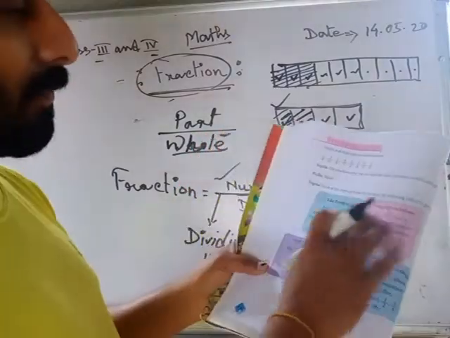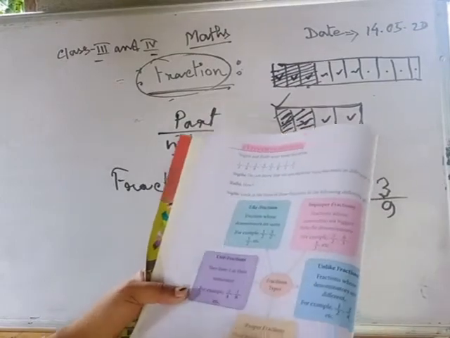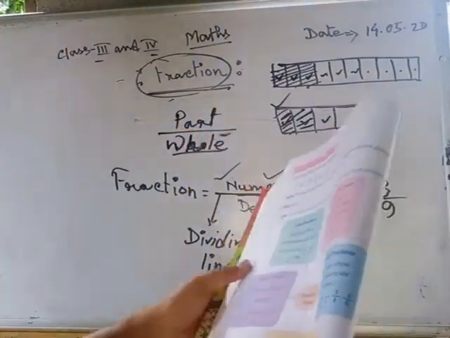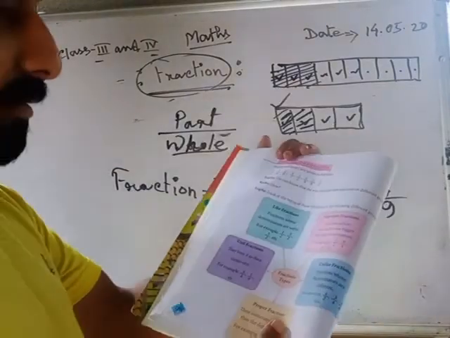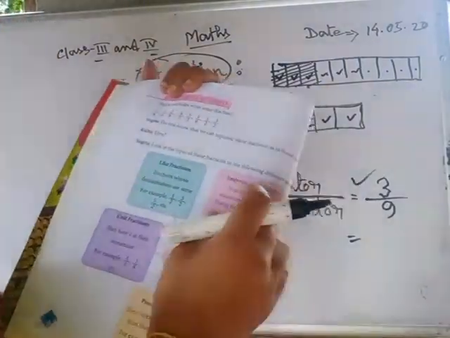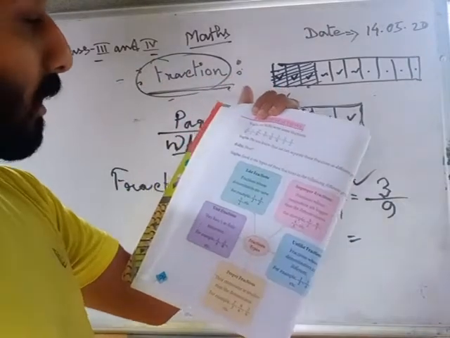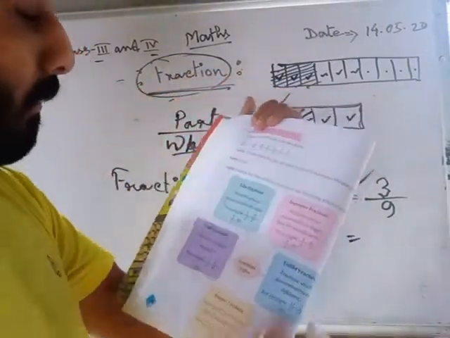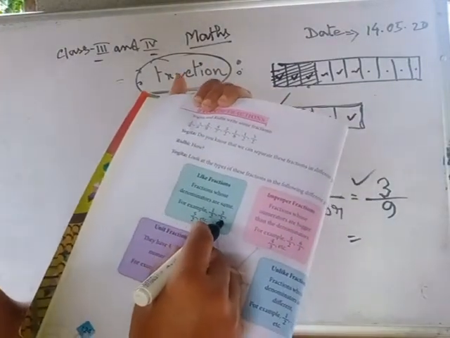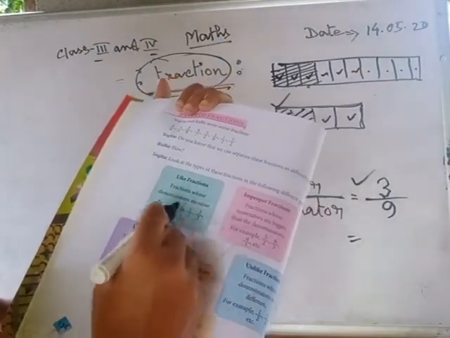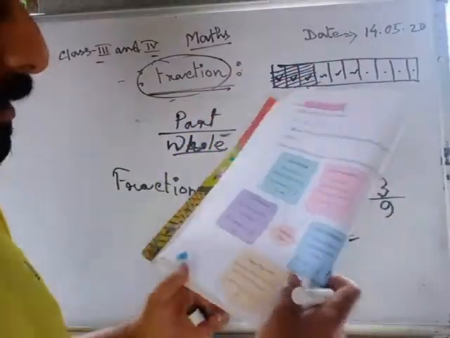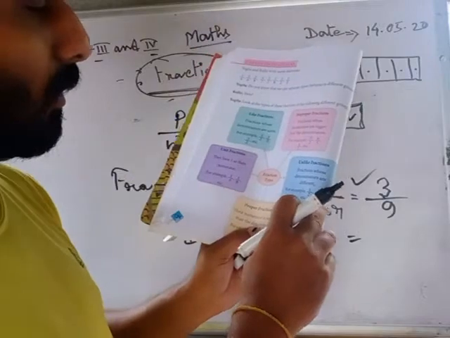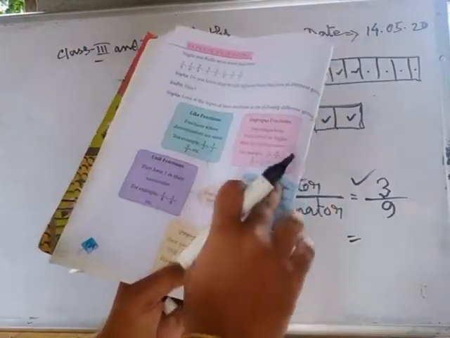There are like fractions, improper fractions, unit fractions, unlike fractions, proper fractions, and also mixed fractions. A mixed fraction comes out of an improper fraction. Like fractions are fractions whose denominators are the same. If the denominators are the same, all these fractions are like fractions. If the denominators are different, it is called an unlike fraction.